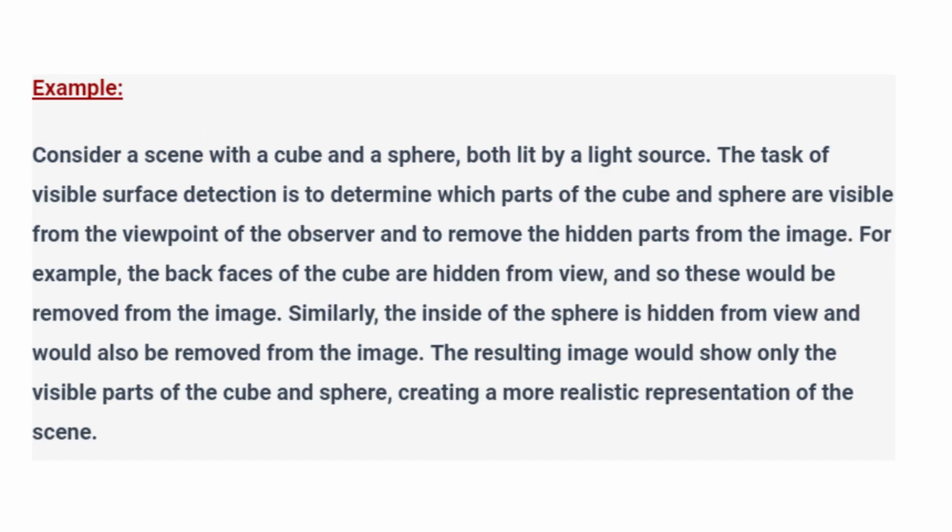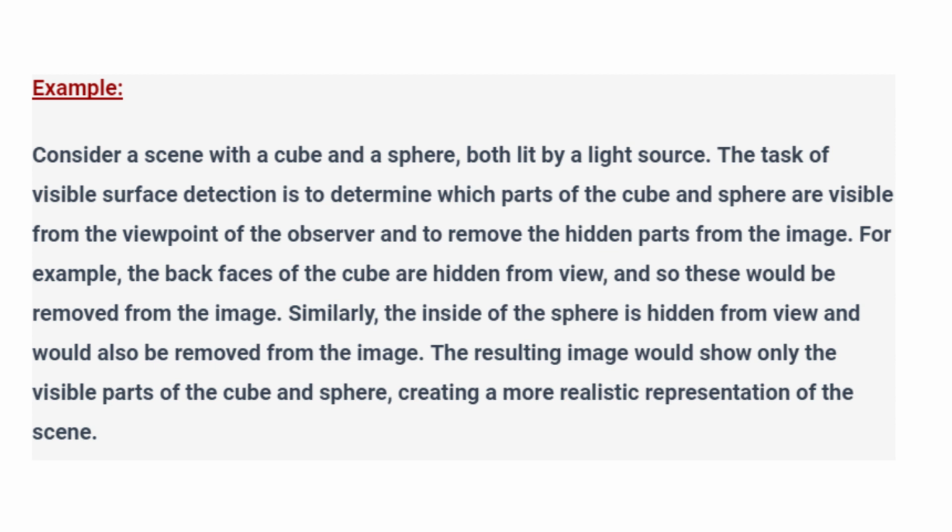Example: consider a scene with a cube and a sphere, both lit by a light source. The task of visible surface detection is to determine which parts of the cube and sphere are visible from the viewpoint of the observer and to remove the hidden parts from the image.